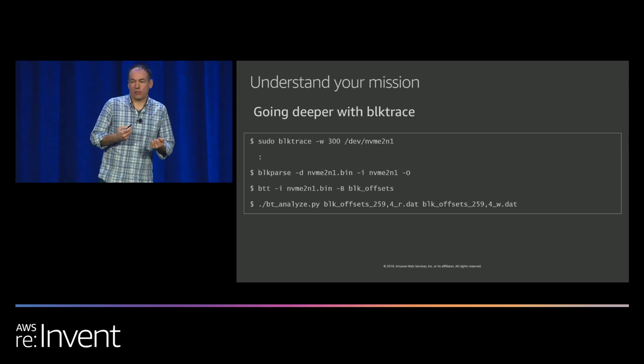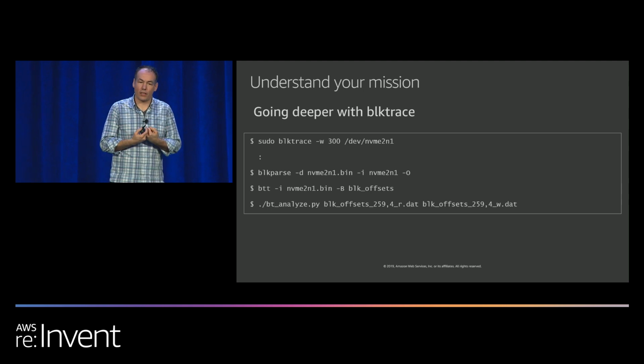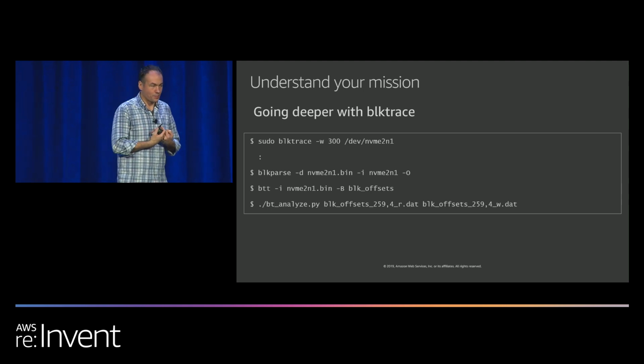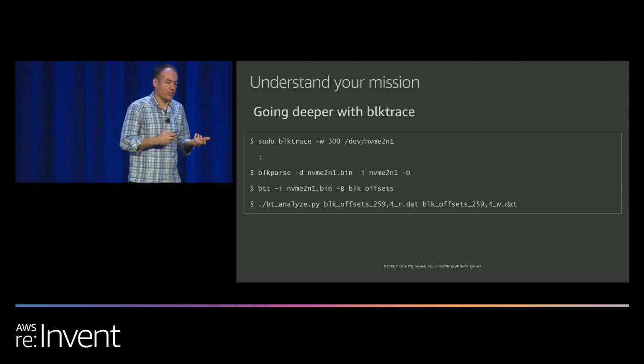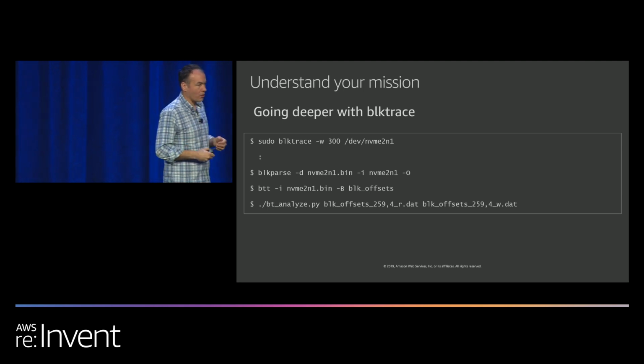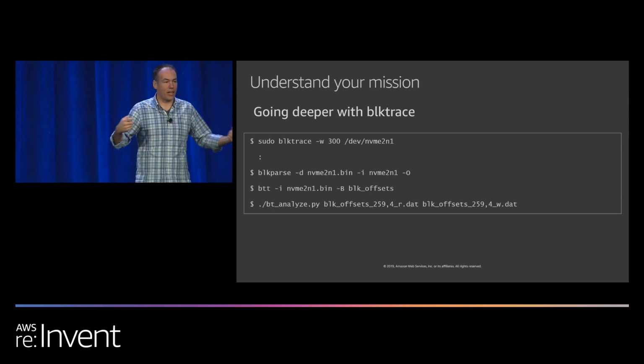But what I don't know, based on those numbers, is: is my workload sequential? Is it random? Am I just doing 40K, or do I have some larger thrown in? And so we've got a Swiss Army knife in Linux called blktrace. If you really want to know more about your workload, you can run blktrace and capture exactly everything that's going on.